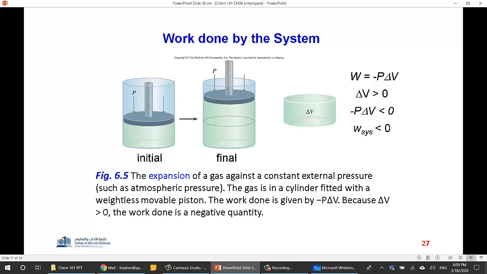So work of the system is less than 0. Work done by the system is a negative work. That means work is a negative number. It's going to be -1, -2, whatever, because of this fact.